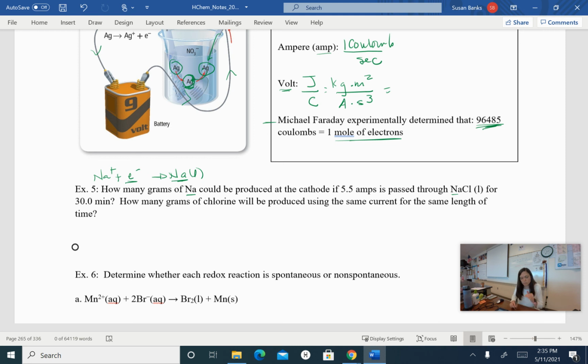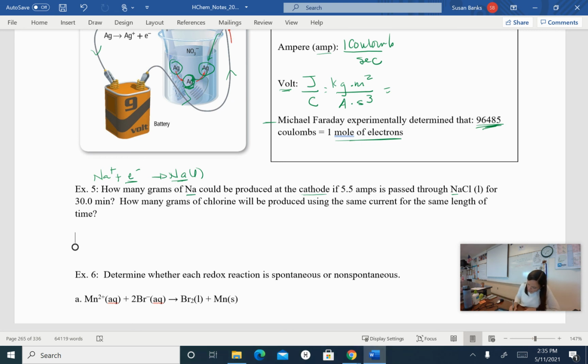Okay, so it helps to write out the equation first. And you'll notice that we have electrons being added to it. So this is the reduction end. So this is going to happen at the cathode. Okay, so here we go.